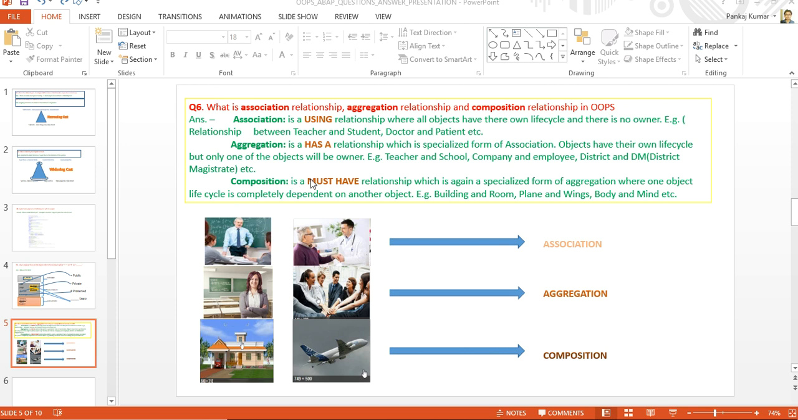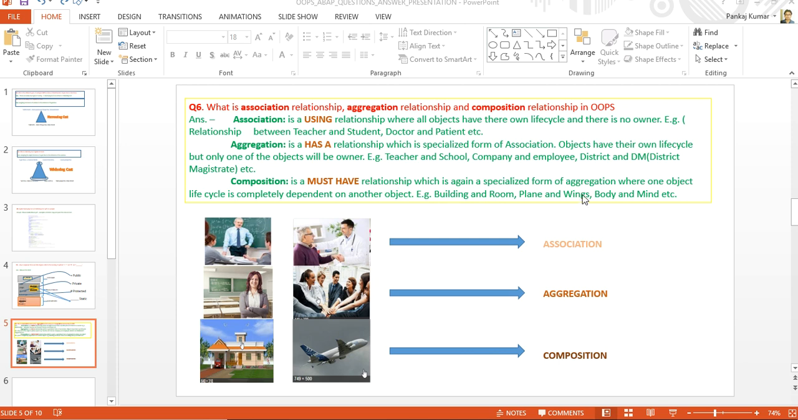Now the composition relationship. What is composition relationship? Composition relationship is a must-have relationship. Let's take the example of building and room. You have a building class and a room class. When you destroy the building, the room will also be destroyed. So this is a completely dependent relationship. The room is dependent on the building.